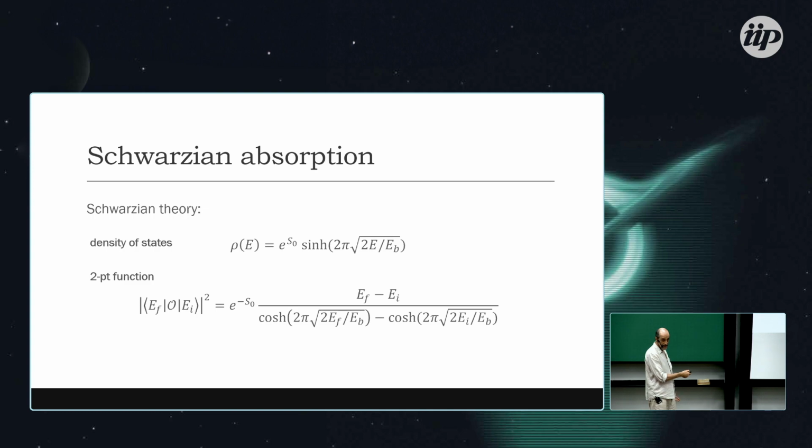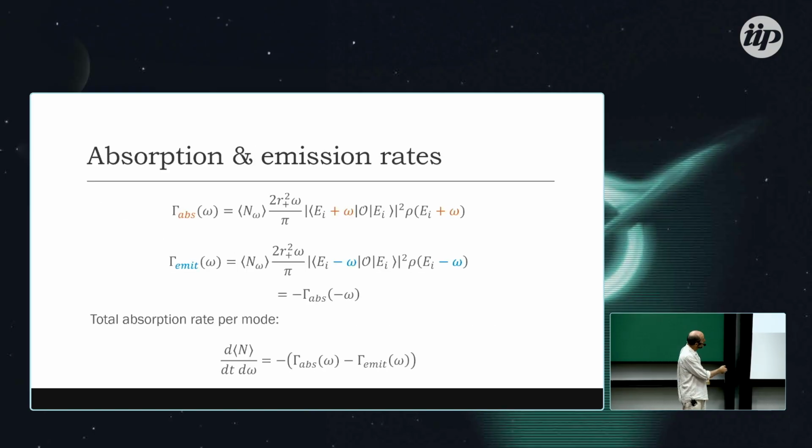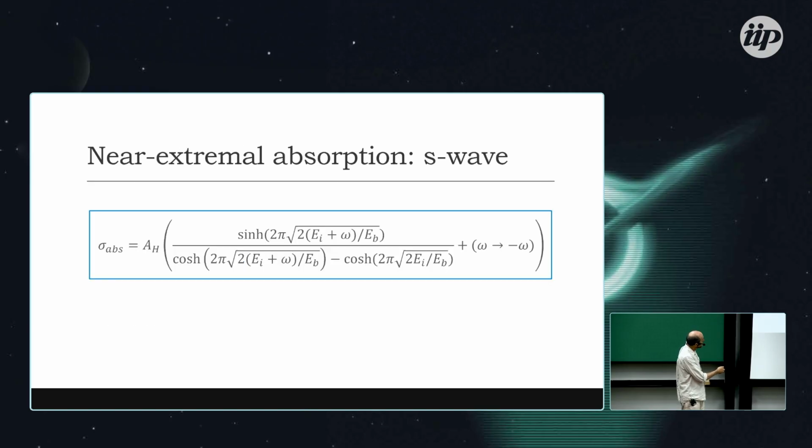The density of states is what I showed you before. The two-point function, which is what's giving you the transition between states, takes this form, at least for the operator that has conformal dimension 1, which is what you get for a massless scalar field, S-wave. So we plug these numbers into these other formulas that we have here. And then this is the result.